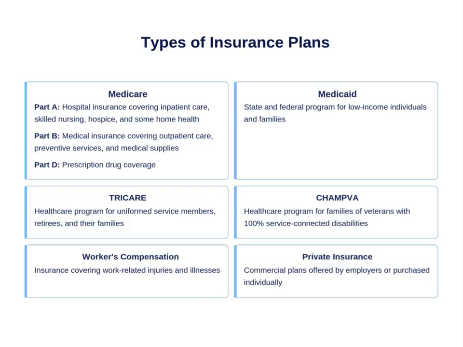So, different types of insurance plans. Again, we're going to go through this kind of briefly. Medicare, we'll talk about the government-funded plans first. So that's Medicare. Medicare has Part A, B, C, and D. We really won't cover C. Part A covers inpatient care, hospital care, skilled nursing, hospice, and home health.